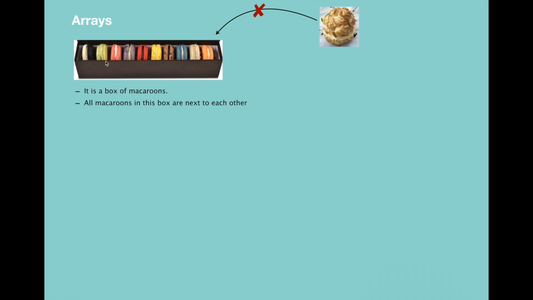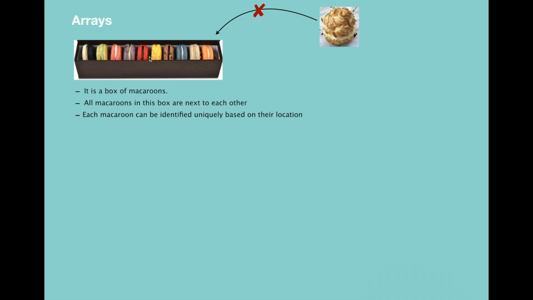The next property is each macaron over here can be identified uniquely based on their location. So let's say if we want to take this macaron over here, the location of this macaron is 1, 2, 3. So this is unique location for this. Then if we want to take this macaron from here, the location of this macaron will be 4.